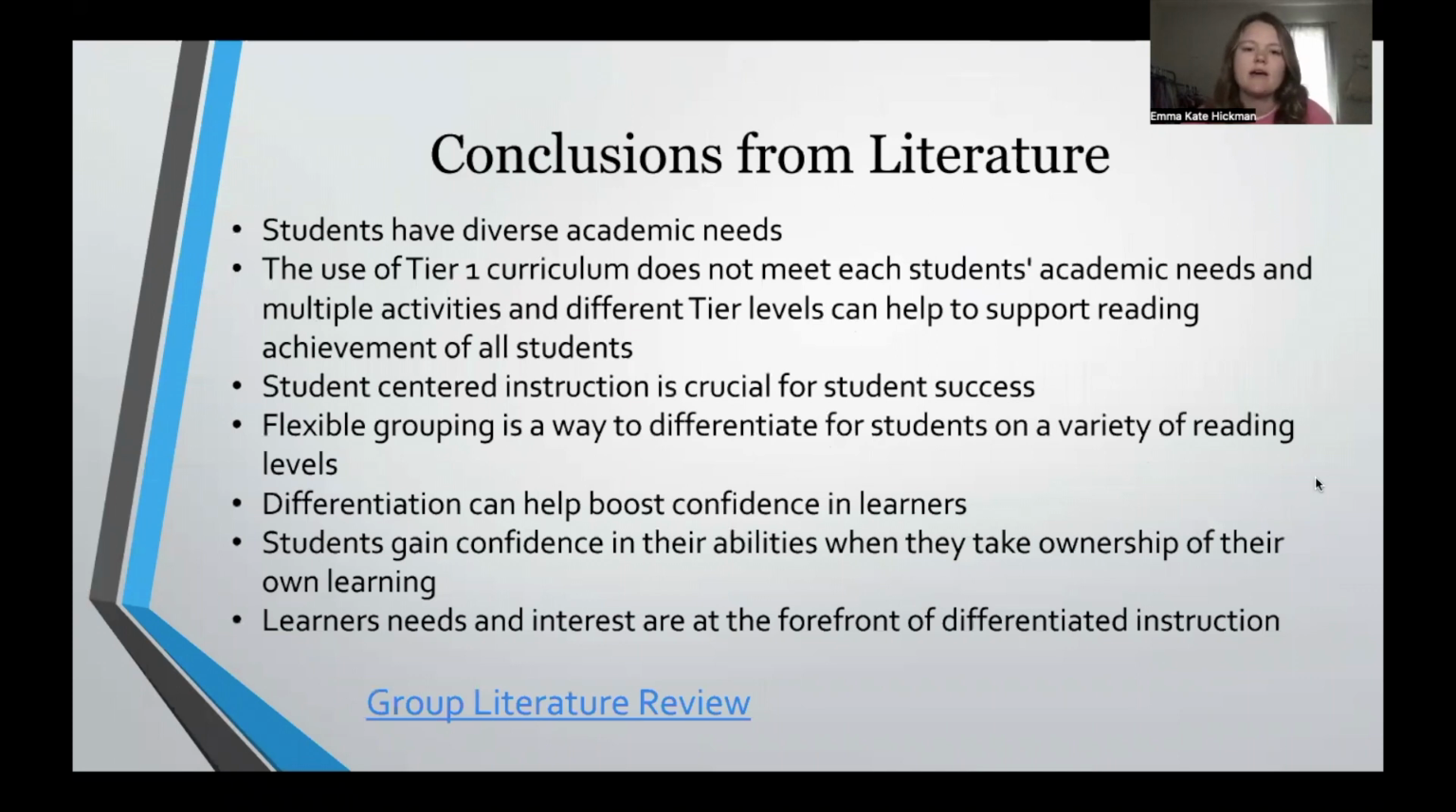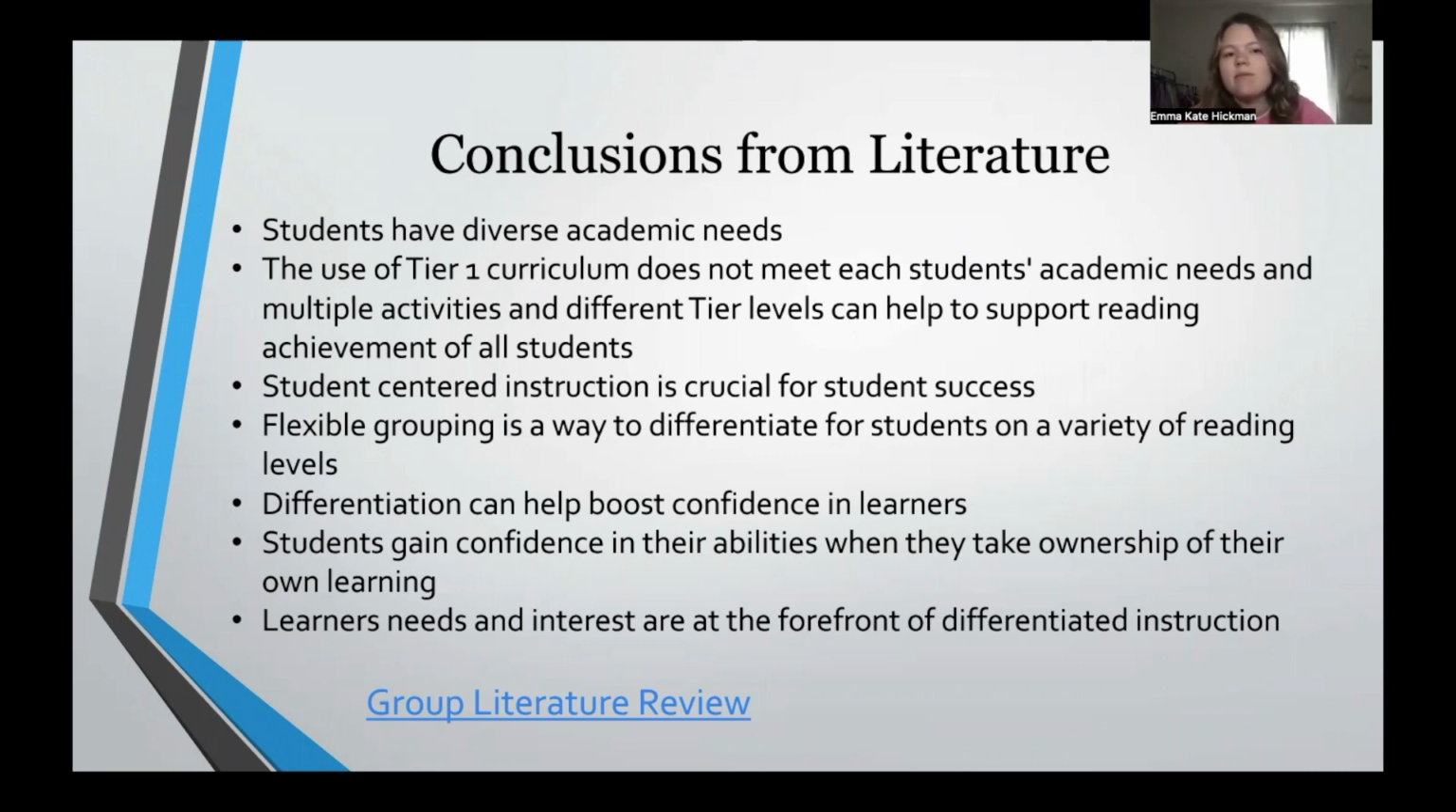So after we read through our literature and documented the findings from all of the literature that we gathered, we came up with some conclusions from the literature. Our first conclusion was that students have diverse academic needs. We had discussed that this was something that we already knew, but this literature really helped to solidify and back up what we already knew.